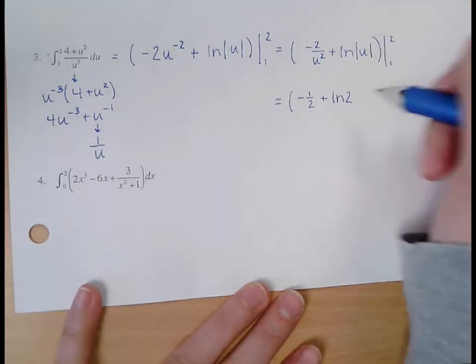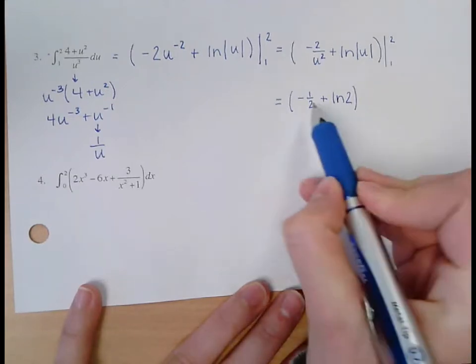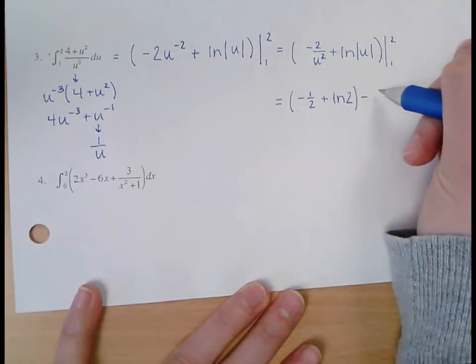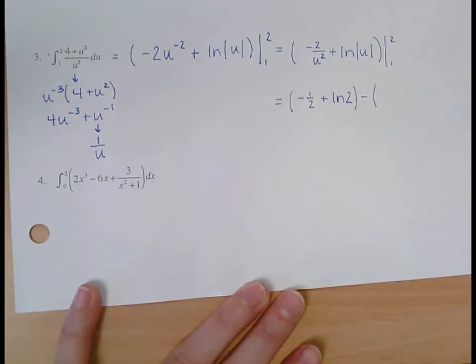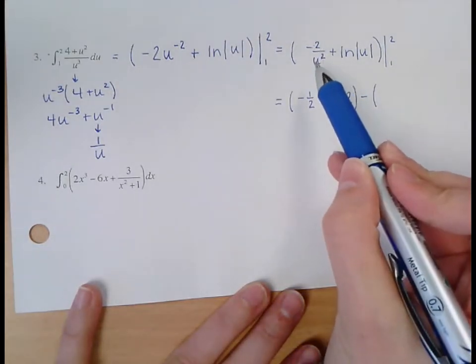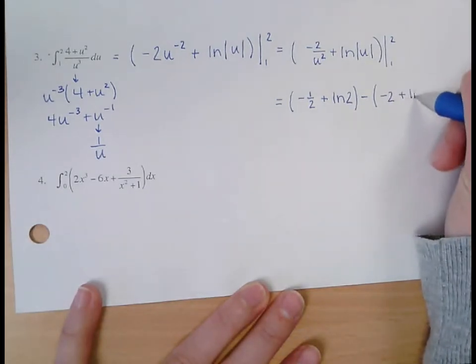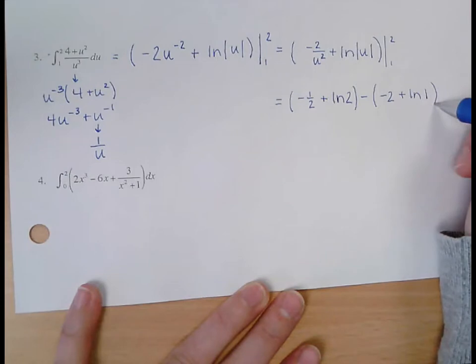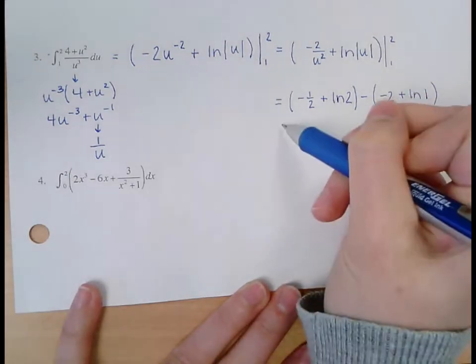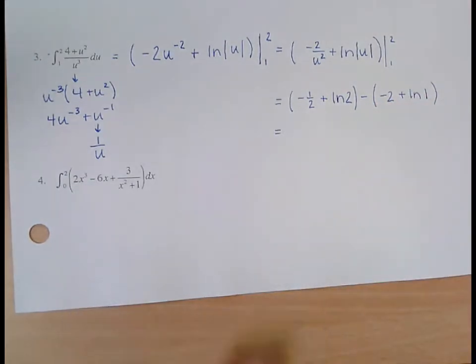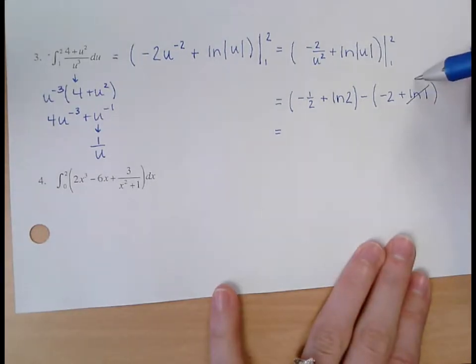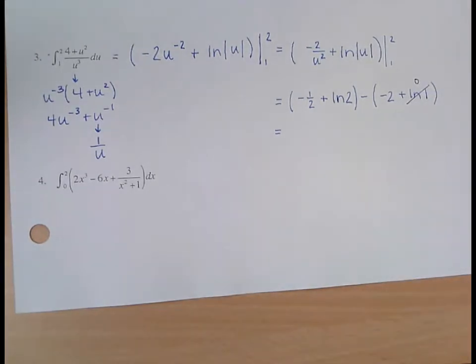2 is already positive. And then I would take that quantity and subtract what I get if I substitute in 1. And I substitute in 1 to the entire thing. So negative 2 over 1 squared is just negative 2. And then I'd have plus natural log of the absolute value of 1. Natural log of 1 is 0, yes. So this is really just 0. It's kind of gone there.